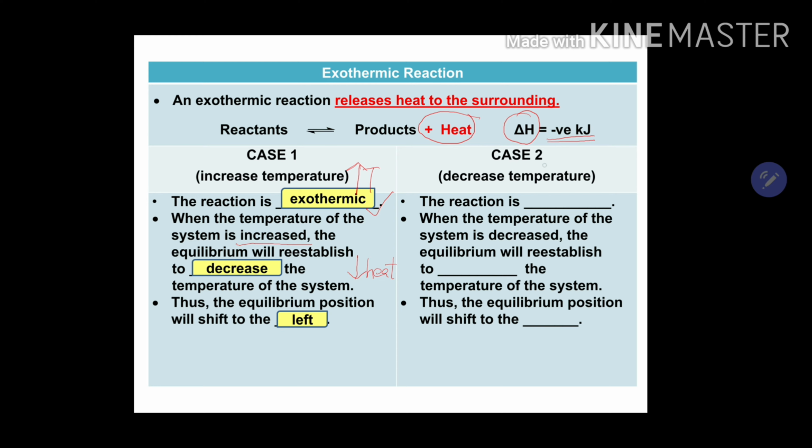Okay, now the second case, the disturbance is the temperature is decreased. The type of reaction is still exothermic reaction. When the temperature is decreased, the system will react to increase back the temperature. How to increase the temperature? By increasing heat. So how to increase heat? The system will shift to the right to increase heat.